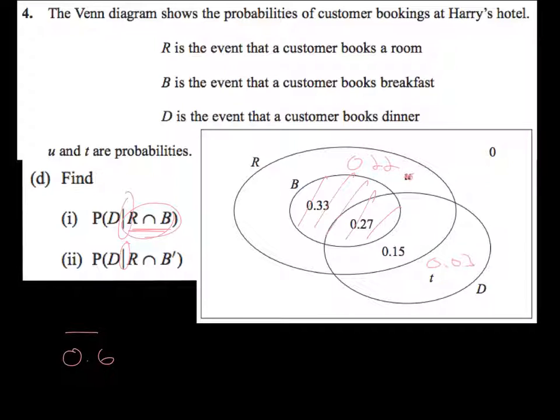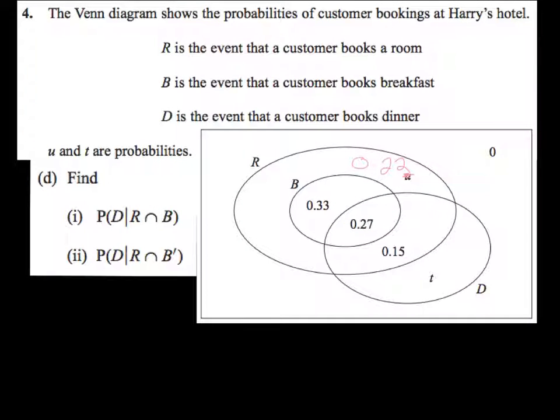Within this population, we are interested to find out the probability that people have dinner. So within this, we know that there are going to be 0.27. That's the probability that those people have dinner as well. So the probability that the person has dinner given that they have booked a room and are having breakfast is going to be 0.27 divided by 0.6, which is going to give us an answer of 0.45.